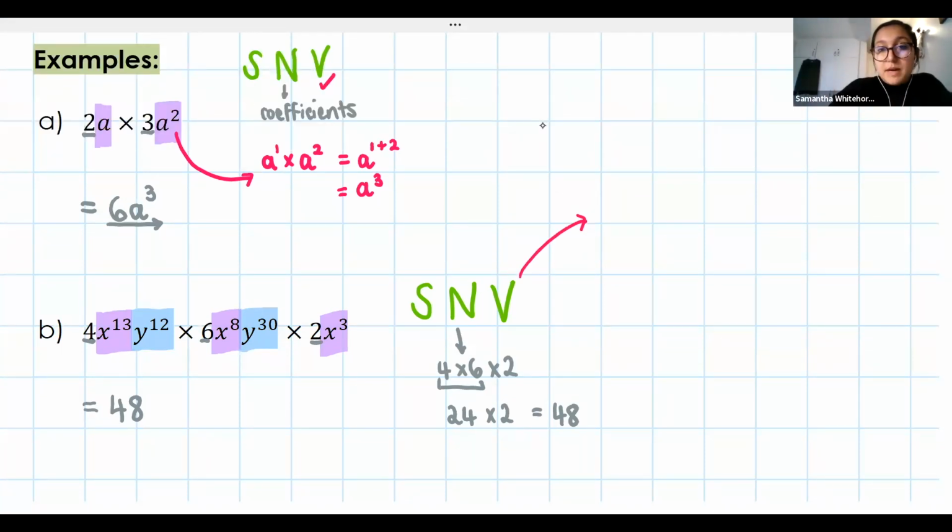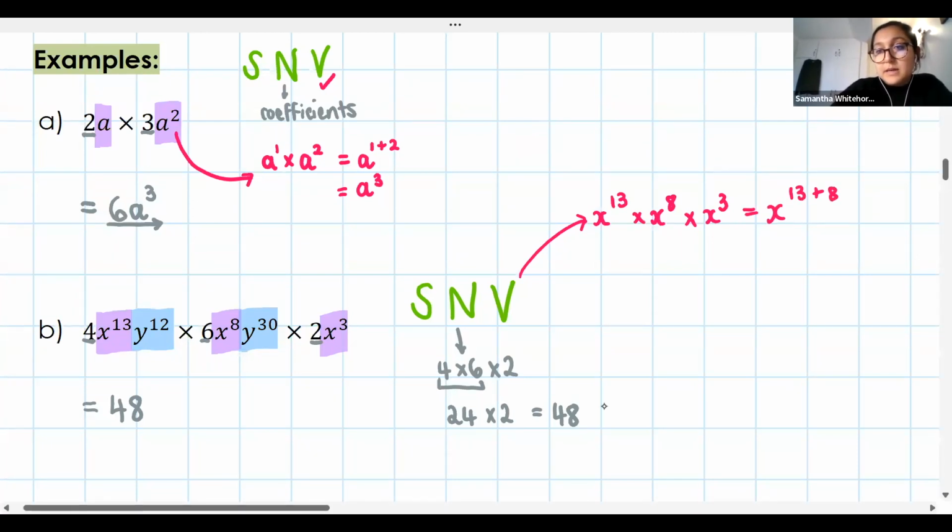If I start with my x's, I've got x to the power 13 times x to the power 8 times x to the power 3. My exponent law tells me to add all of those exponents together. So I'm going to say x to the power 13 plus 8 plus 3. And so that gives me x to the power 24. So again, we deal with the different variables separately.